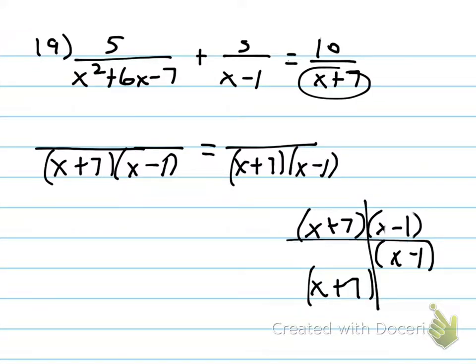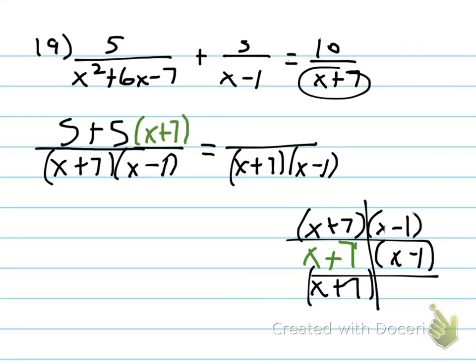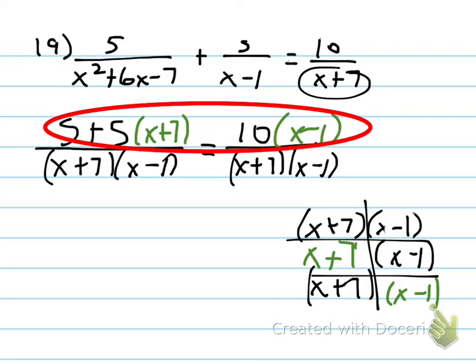As you can see, this denominator has both of those factors, so its numerator will stay 5. But this denominator is missing x plus 7, so I need to multiply by x plus 7. And this numerator is clearly missing x minus 1, so I need to multiply by x minus 1. Again, the denominators are the same, so the numerators must be equal. I'll multiply as I go.